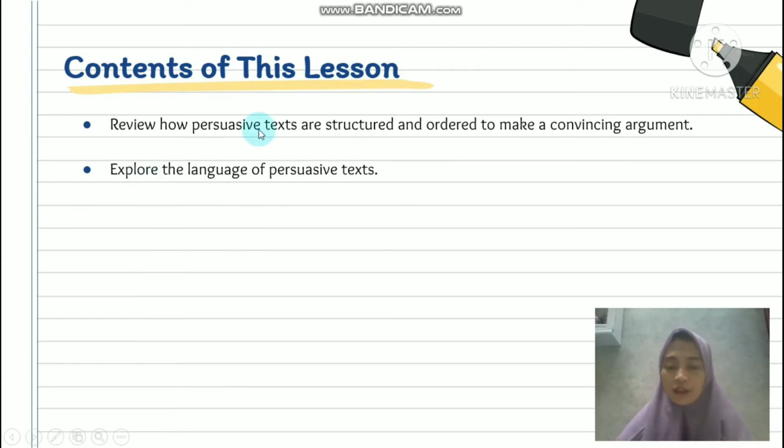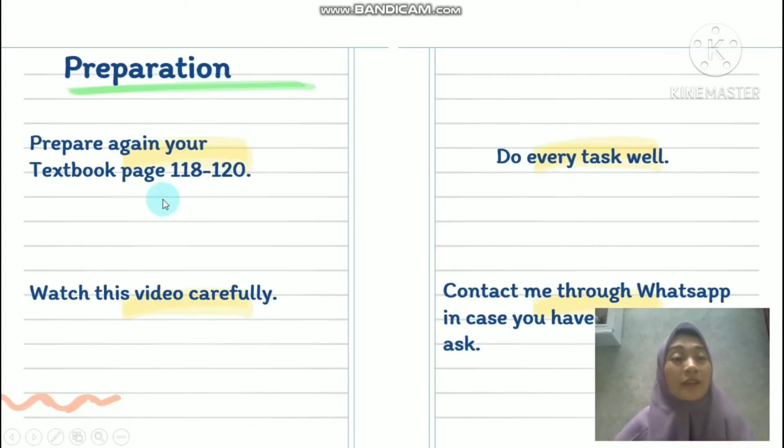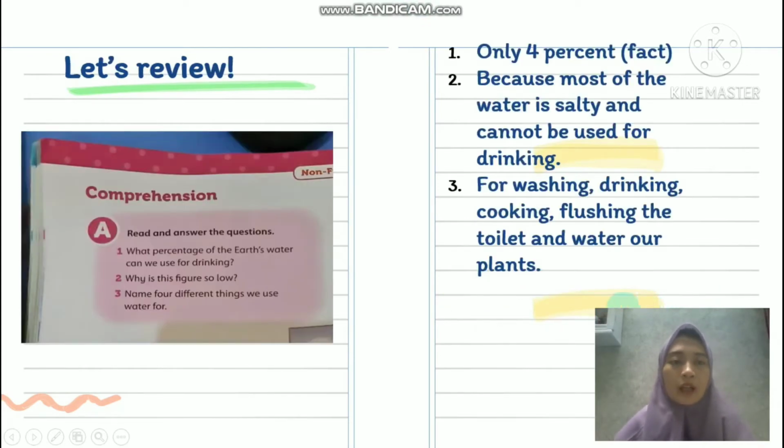The language features. But first of all, everybody, please prepare again your textbook, page 118 to 120. Then continue watching this video carefully and do every task well. And in the end, do not hesitate if you do not understand something or if you have any questions, just contact me through WhatsApp. Okay, let's review the tasks about the text of the World of Water.